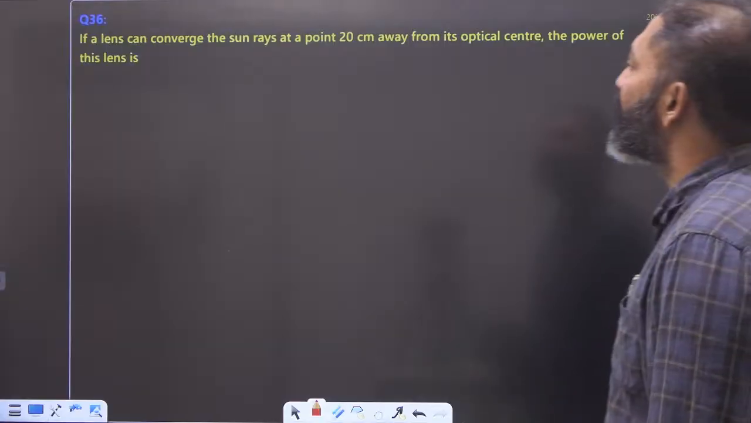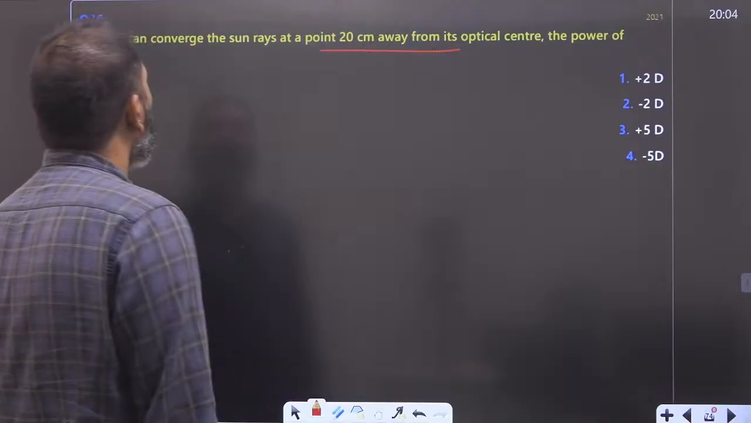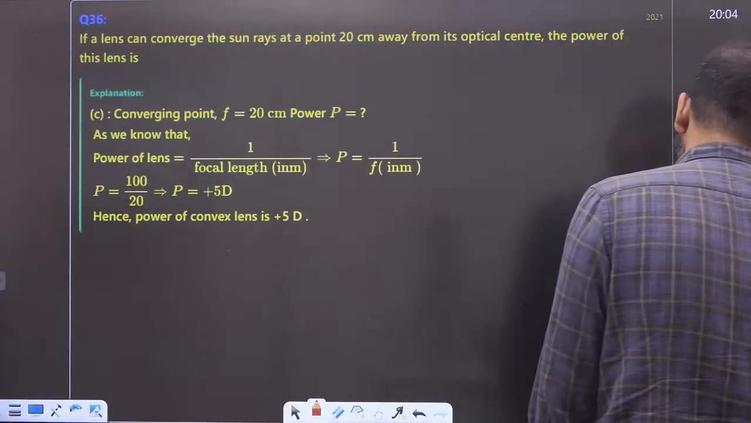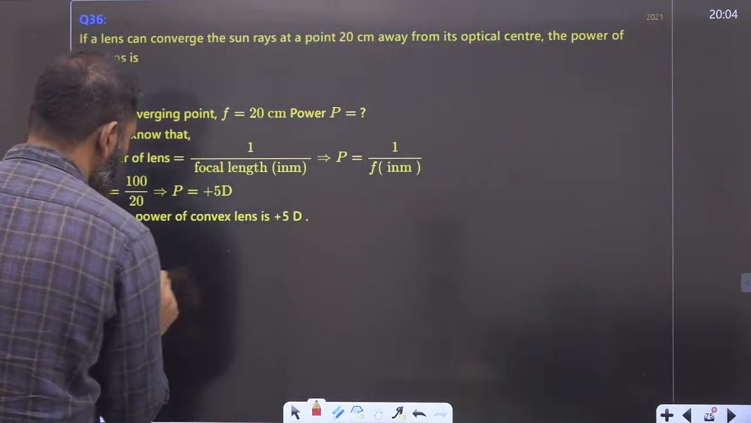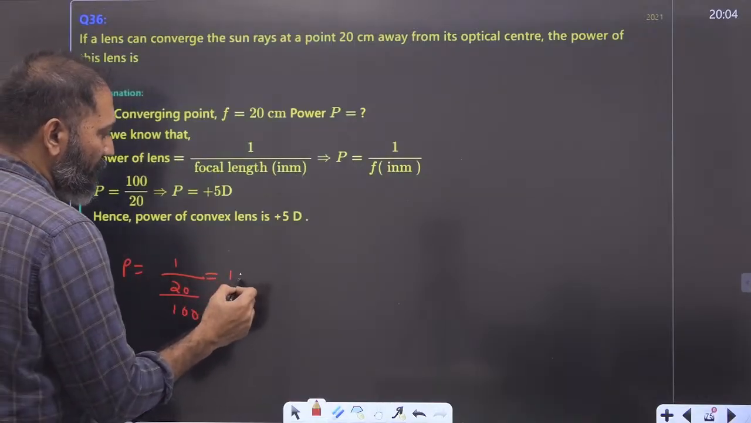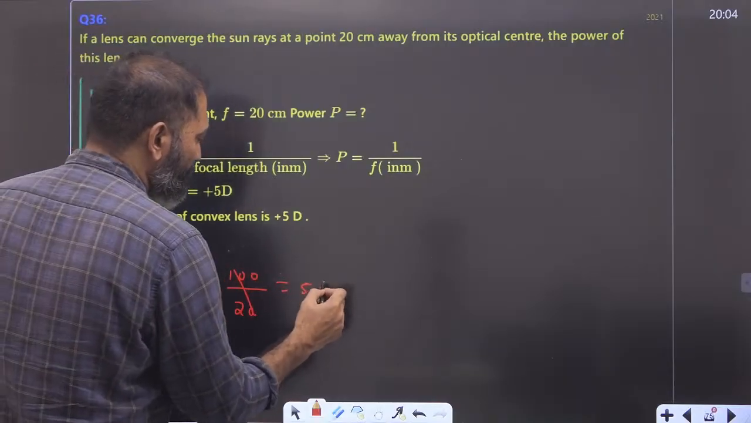If a lens can converge the sun rays at a point 20 cm away from its optical center, power of a lens is what? What is power of lens? 1 by 20 by 100. That has to be converted to diopter. So power equal to 1 by 20 centimeter has to be converted to meter. So 100 by 100 goes to numerator, 100 by 20 diopter.